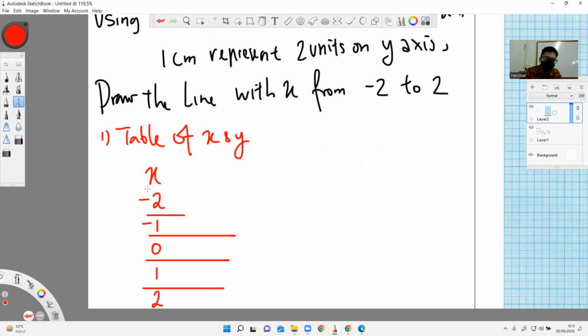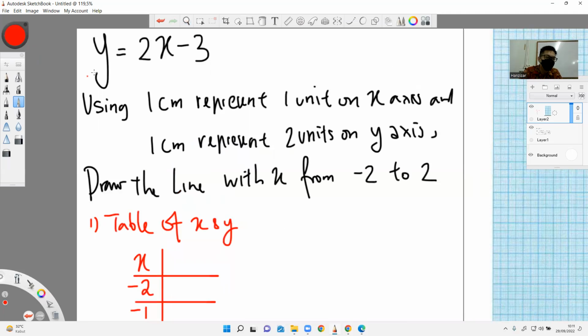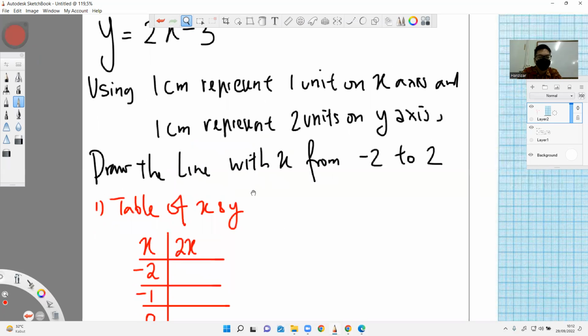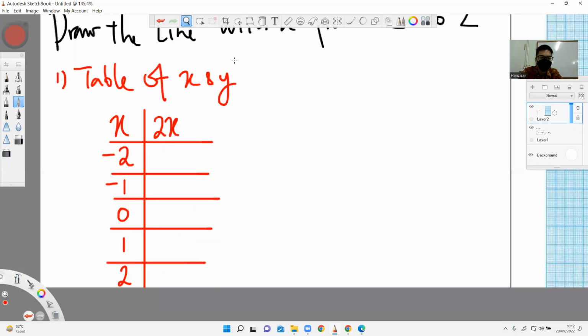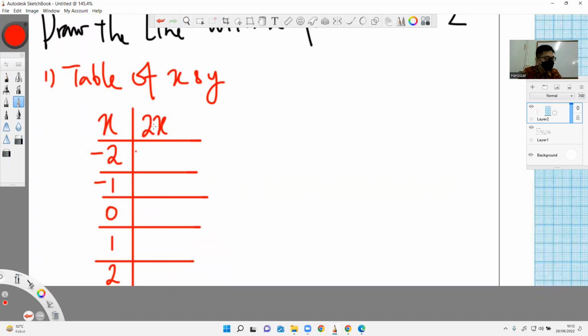After we make the table of x, we make the table of y. What is y? It is given y as 2x minus 3, right? If it is 2x minus 3, you need to write down 2x first for the help. So what is 2x? 2 times x, right? What is 2 times -2? That's right. -4, -2, 0, 2, 4.